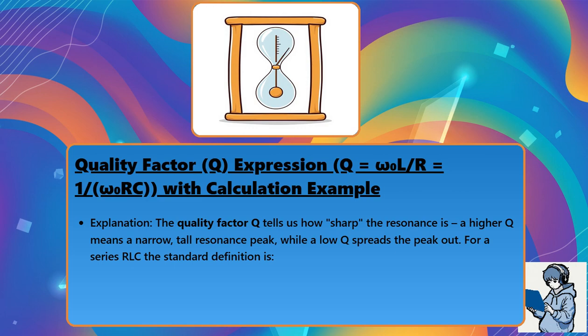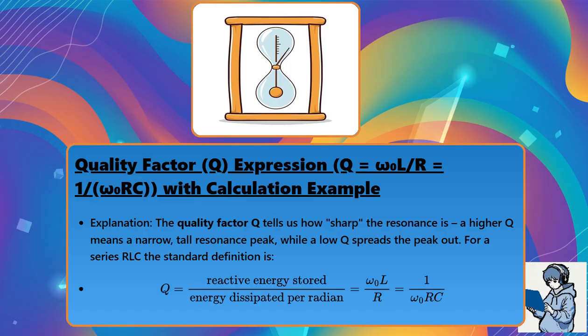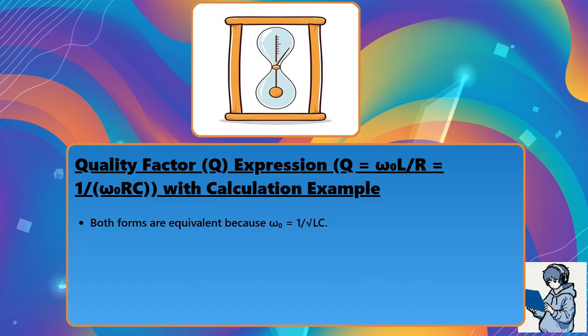Explanation: the quality factor Q tells us how sharp the resonance is. A higher Q means a narrow, tall resonance peak, while a low Q spreads the peak out. For a series RLC, the standard definition is Q equals reactive energy stored divided by energy dissipated per radian, equals omega naught L over R, equals 1 over omega naught RC. Both forms are equivalent because omega naught equals 1 over square root of LC.